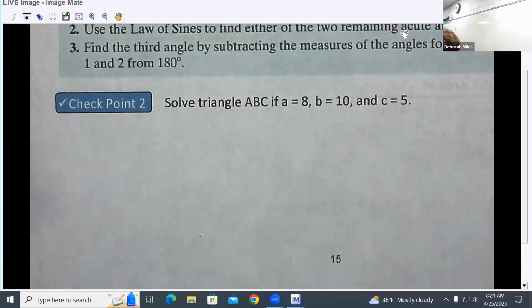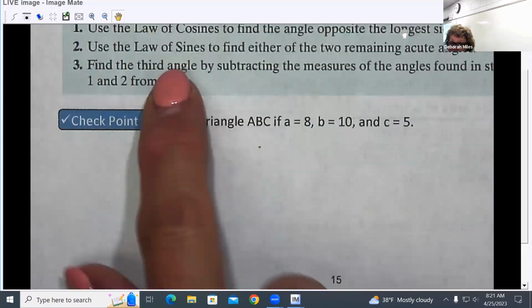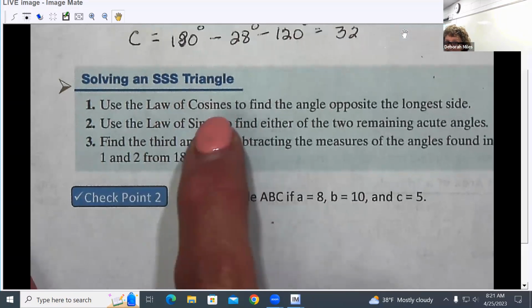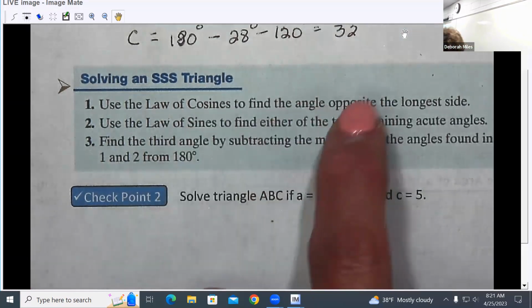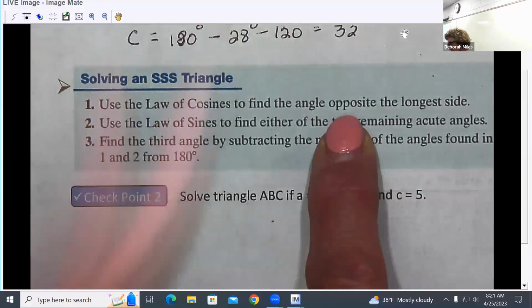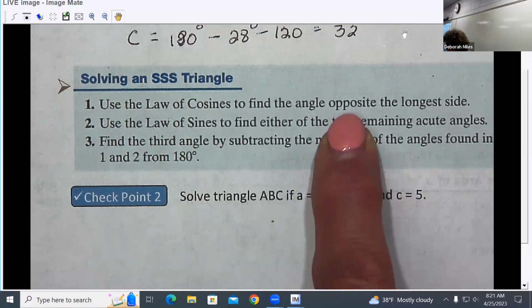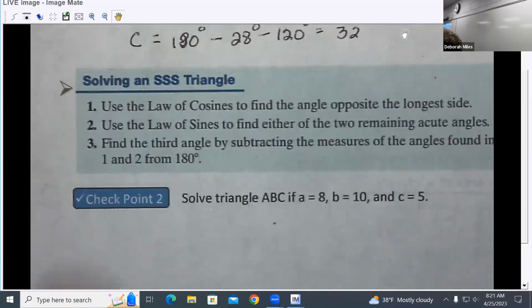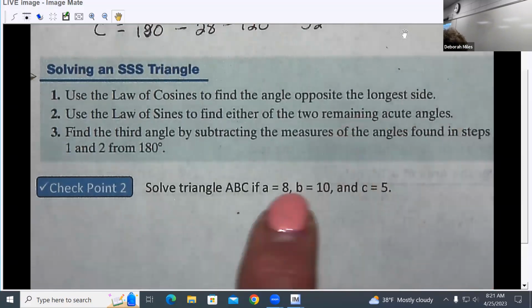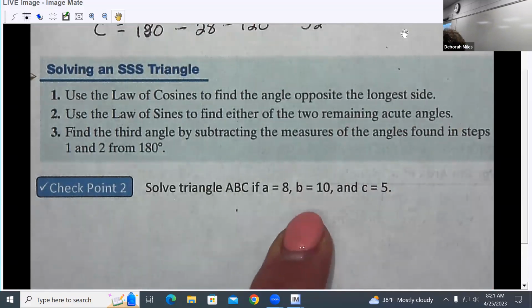So when I'm solving a side-side-side triangle, I'm going to use the law of cosines to find the biggest angle. Remember, there can only be one obtuse angle in a triangle. And if I find the biggest angle with the law of cosines, I don't have to worry about the other two, maybe two cases, maybe ambiguous. All right, so when I'm given three sides, I'm going to first find the angle opposite the longest side. And in that case, which angle am I going to find first?